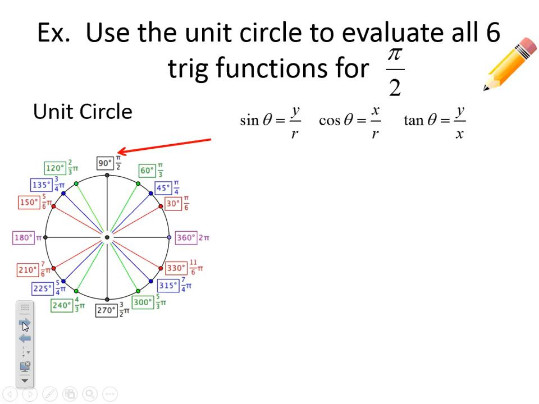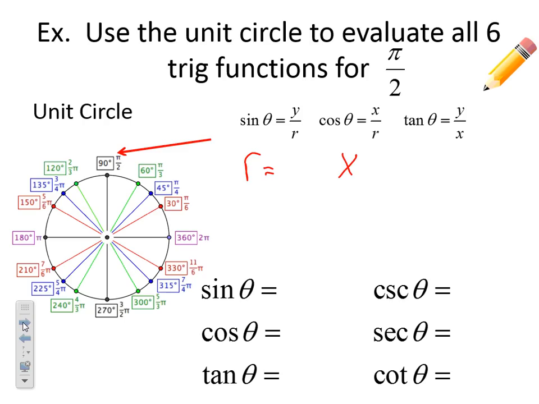First thing we have to do before we can figure out our 6 trig functions: r equals what, x equals what, and y equals what. Since we're working with 90, we're at this point right here. This point is 0, 1. So my r, remember ladies and gentlemen, is always 1. In this case, my x is 0, my y is 1. So x is 0, y is 1.